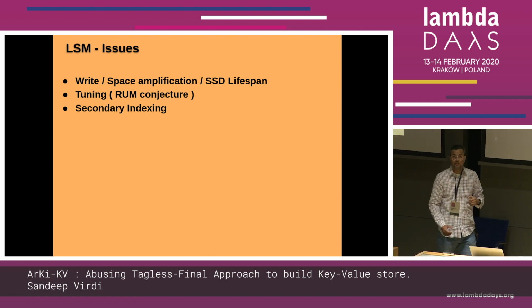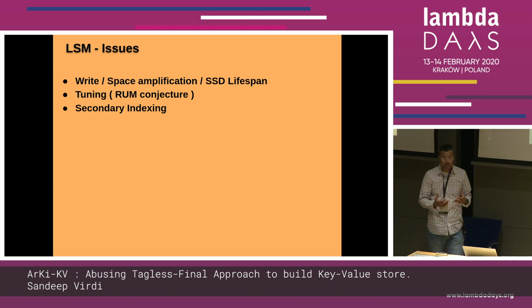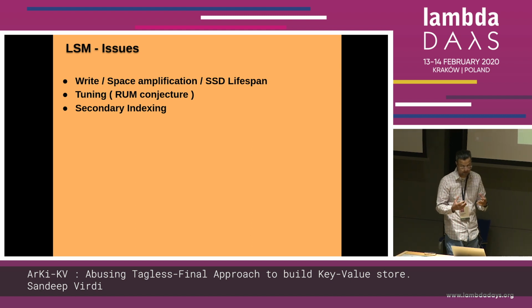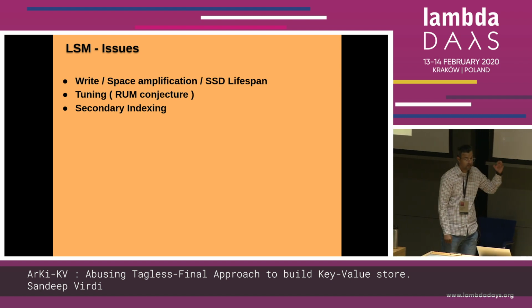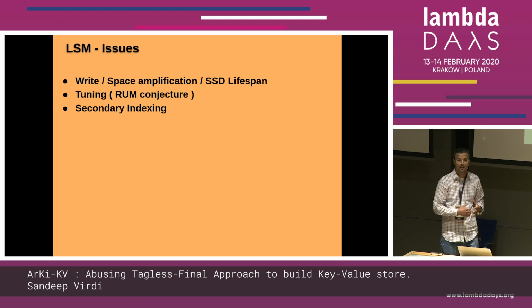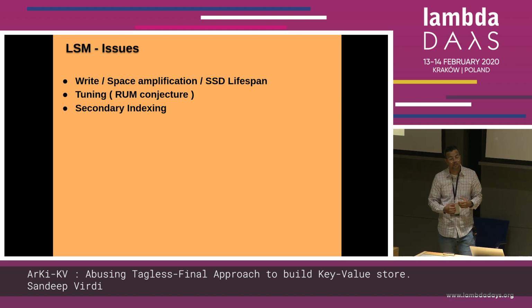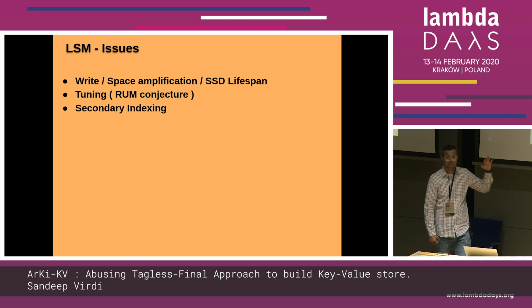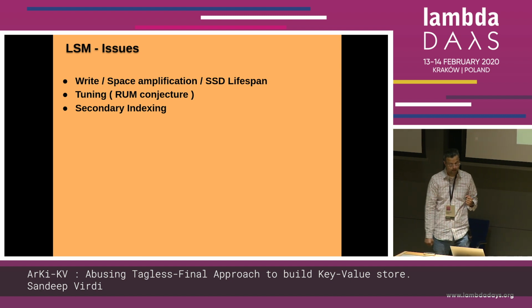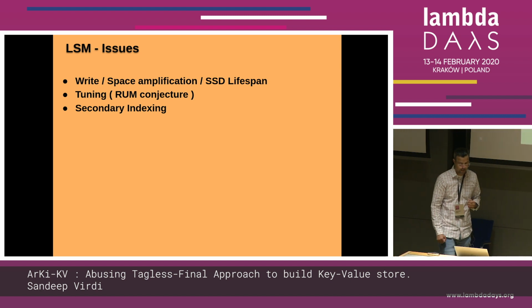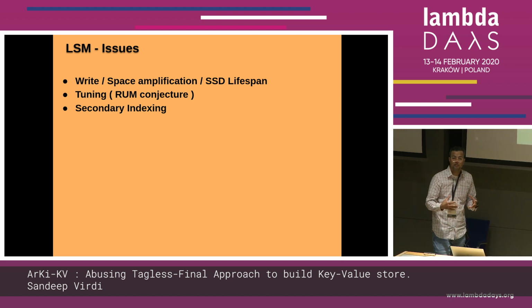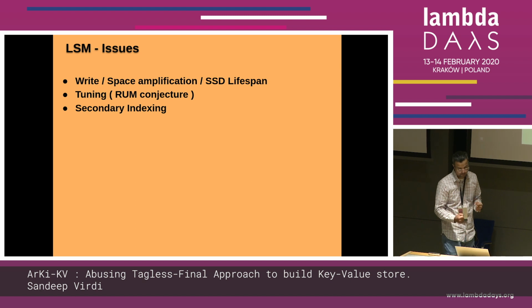Writes can also stall during the merge process if you're trying to merge these SS table components. Then tuning: the RUM conjecture states that no access method can be read, write, and space optimal. LSM trees actually provide a lot of knobs: memory configs, Bloom filter sizes, partition policies, etc. So tuning them is tricky. You have to measure, and you have to be very cognizant of what you're measuring.